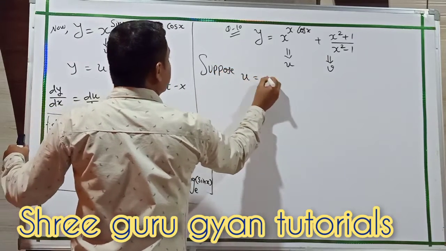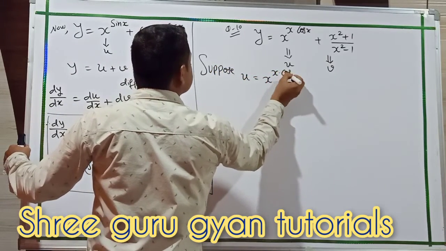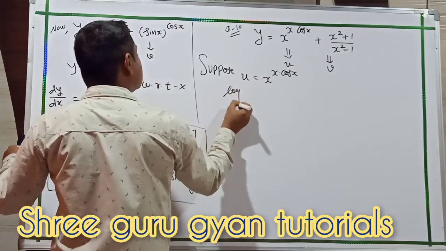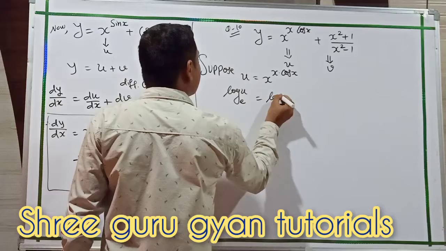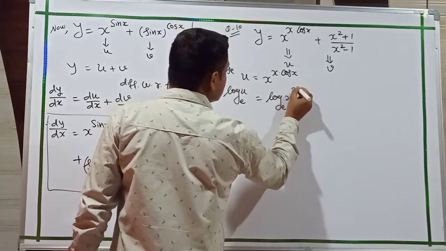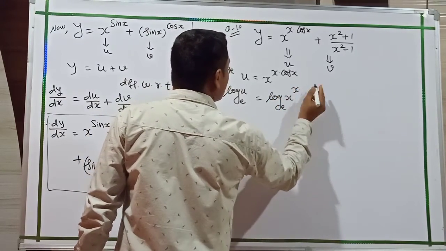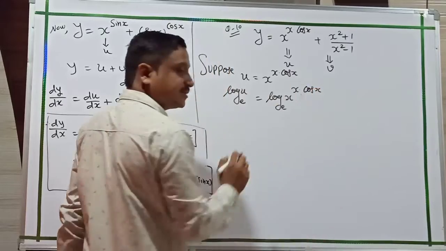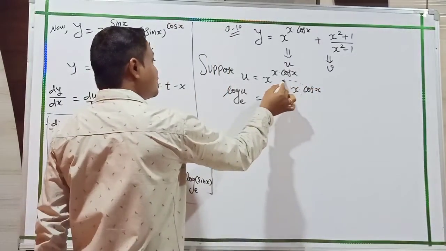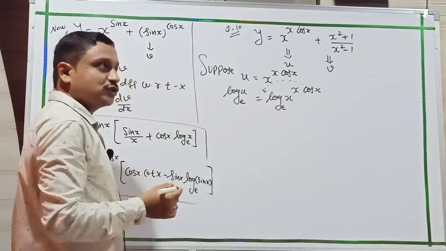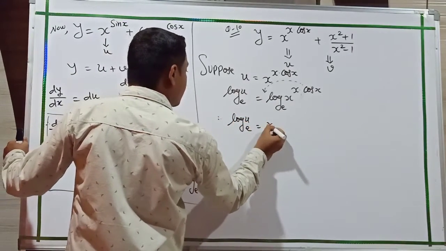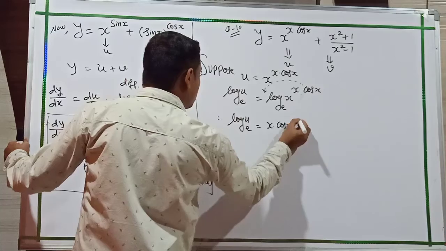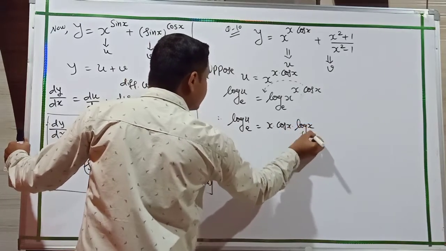First of all, u, I start: x raised to x into cos x, taking log on both sides. So here log of base e, x raised to power x into cos x. Now students, these both functions you take outside. So what you get? Log u base e equals x into cos x into log x base e.